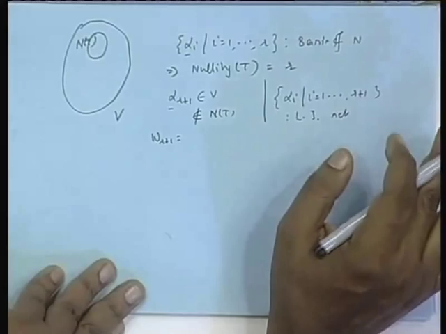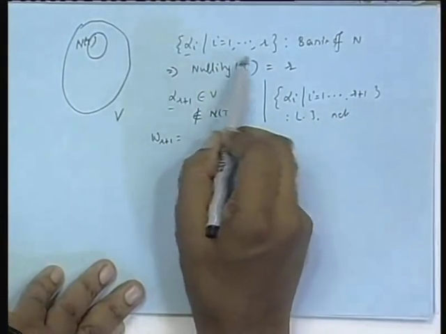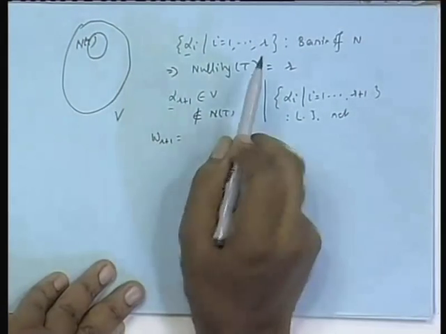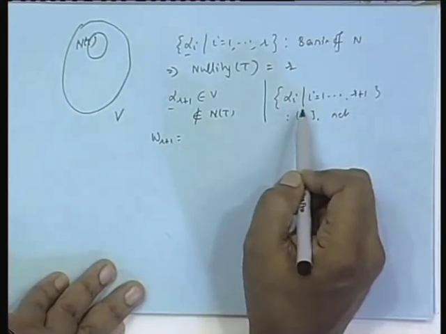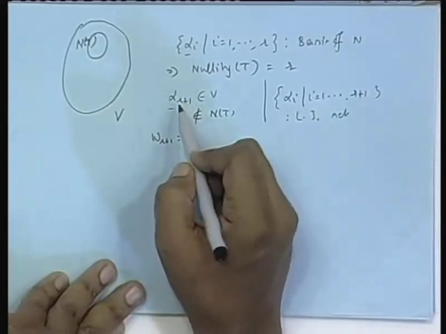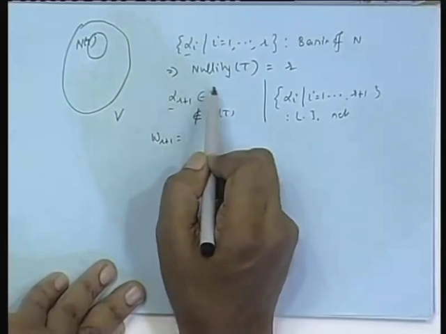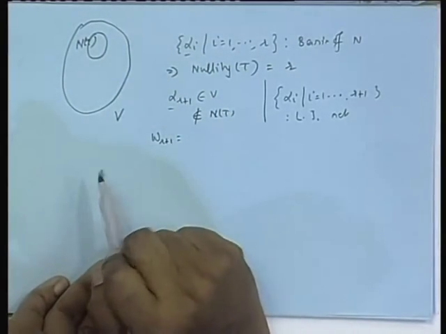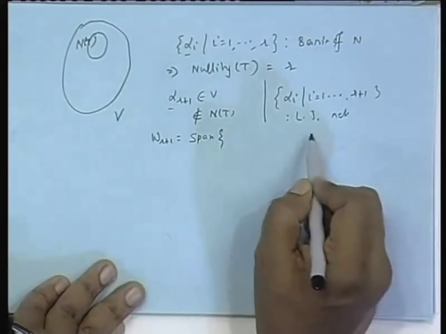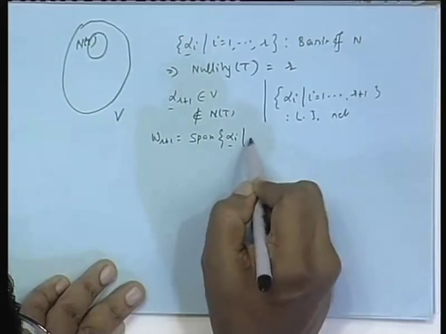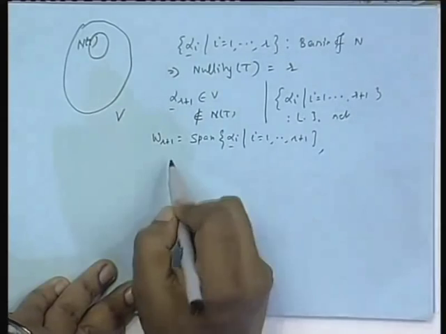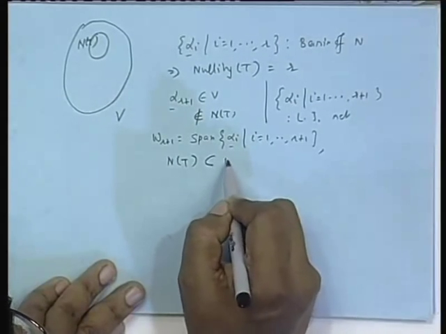When we started discussing vector spaces, we did this kind of exercise: if you have a linearly independent set of vectors, consider the space spanned by them, that is N(T), take any vector from outside that, and append that vector to this. So it becomes r+1 here, and again it is a linearly independent set, simply because the new vector cannot be written as a linear combination of the others, because the new vector is already outside N(T). And if you now consider W_(r+1) to be the span of alpha_i, i equal to 1 to r+1, then obviously N(T) is contained in W_(r+1).